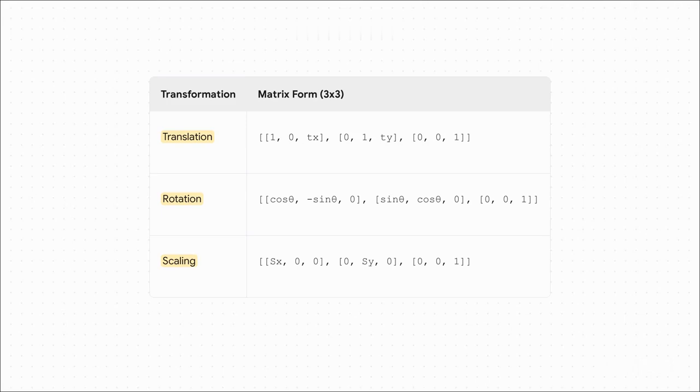And just look at this. Because of that clever little trick, all three of our basic actions, moving, spinning, and resizing, can now be written in the exact same 3x3 matrix format. Suddenly, they all fit together perfectly. This is basically the Rosetta Stone of computer graphics.